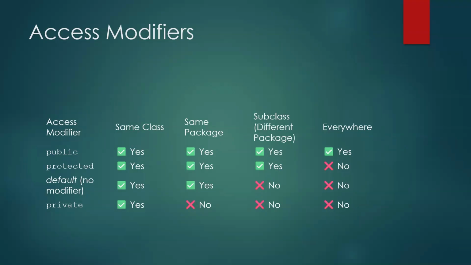Default: when there's no modifier. Remember when I was saying that whether you have a modifier explicitly listed there or not, there is a modifier. This is one of those modifiers. If you don't put a modifier, it's default, by default, I guess. It's also known as package private. It's accessible within the same class and within the same package, but if you go outside that package, you're not going to get to it. And then, of course, private means that it's only accessible within the class.